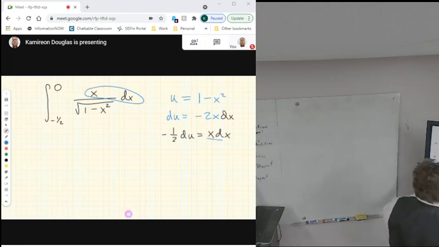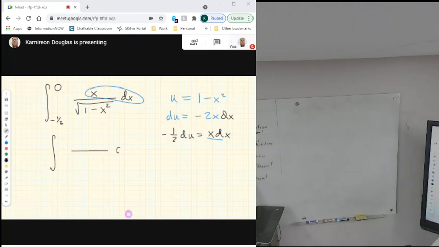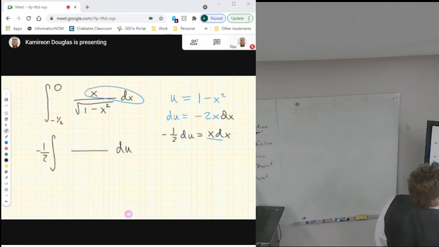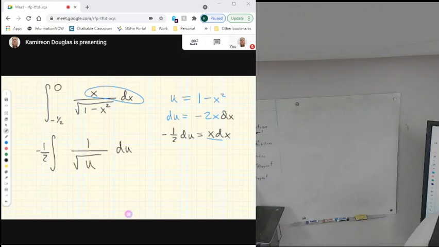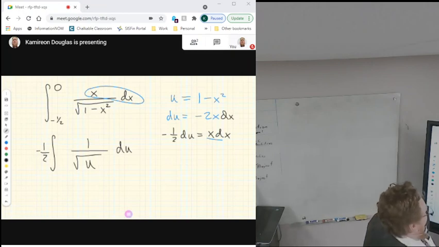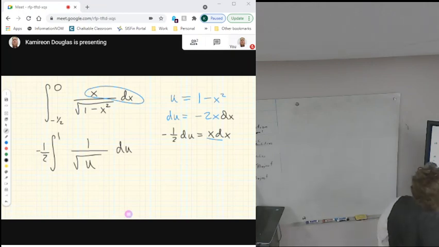So I start replacing. On top, the x dx becomes just negative 1/2 du. On bottom, we get square root of u. And then I'm going to go ahead and affect my boundaries now. If I plug in 0, I get 1. If I plug in negative 1/2, I get 3/4.